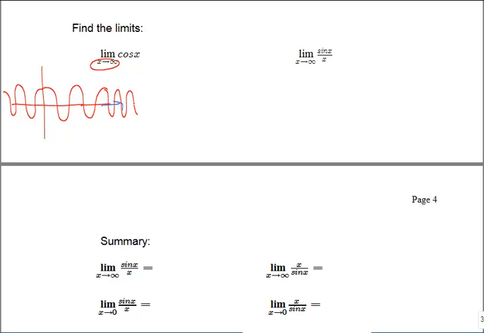Is it getting closer and closer to a certain value? No. This is a limit that is DNE because it oscillates infinitely often between -1 and 1. Goes back and forth, back and forth, and back and forth. It doesn't get closer and closer to a single limit value. So the limit of cosine of x is DNE as x goes to infinity.